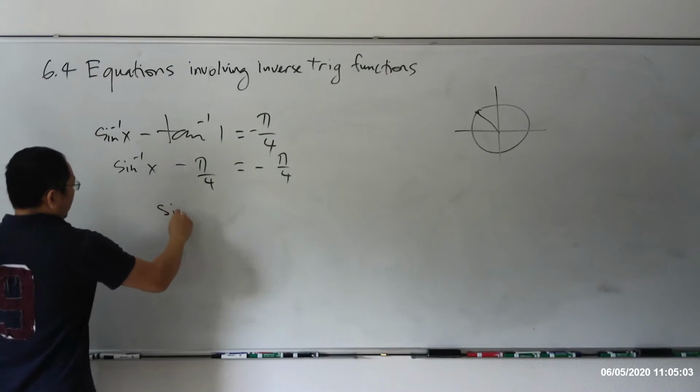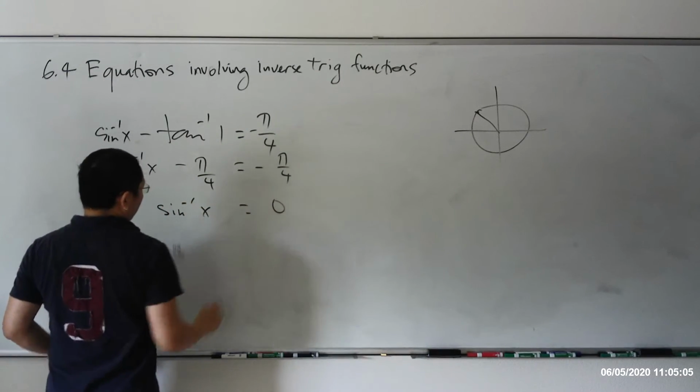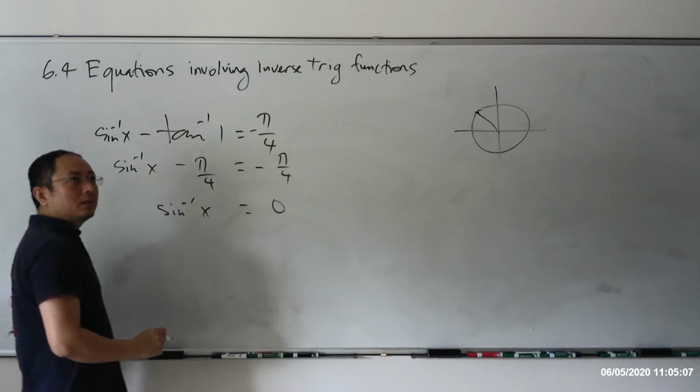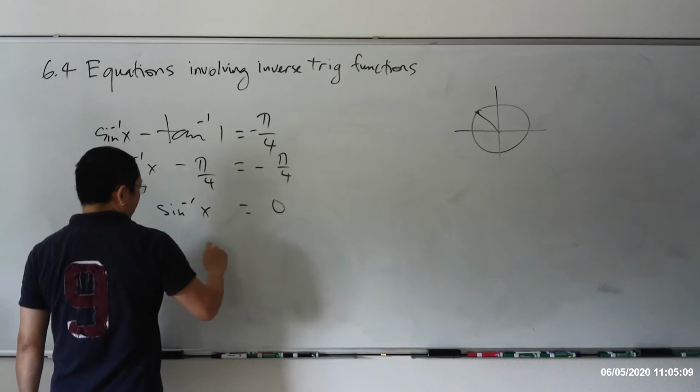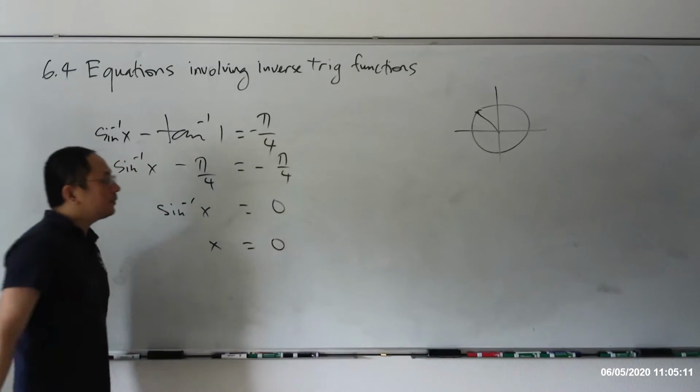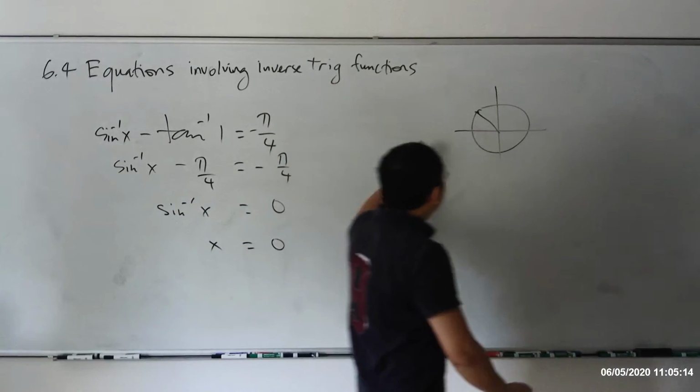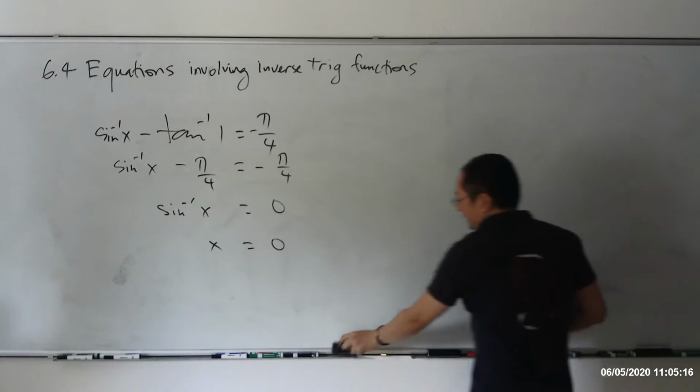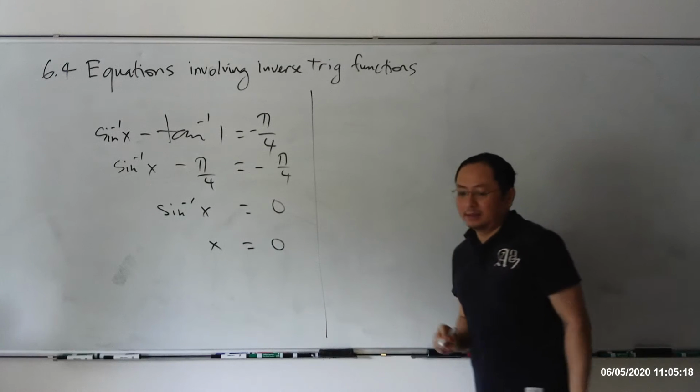So sine inverse of x is equal to 0. And what angle makes sine equal to 0? That angle is 0. So x equals 0. Okay. Try another one.